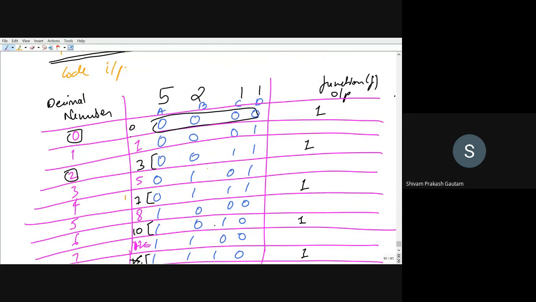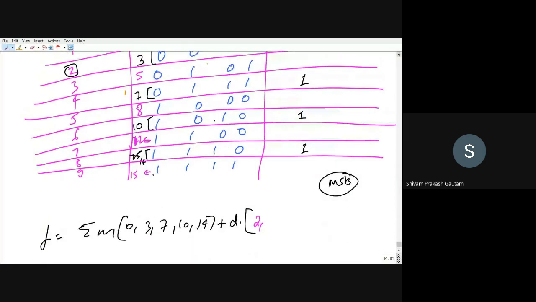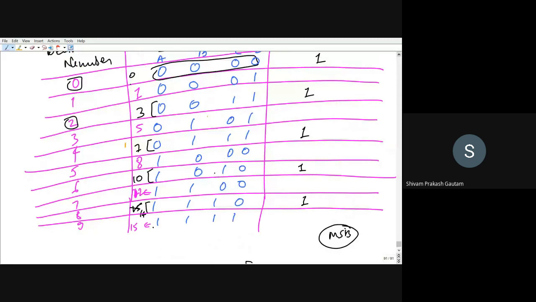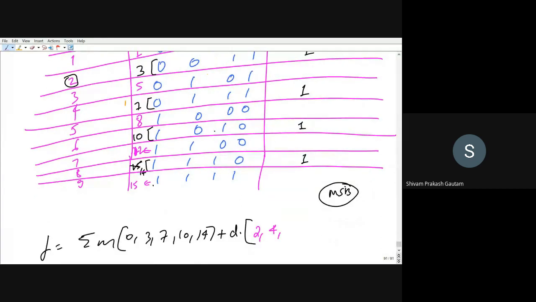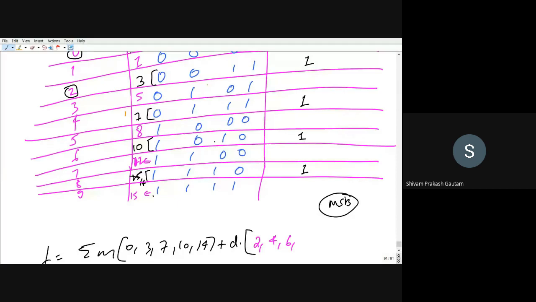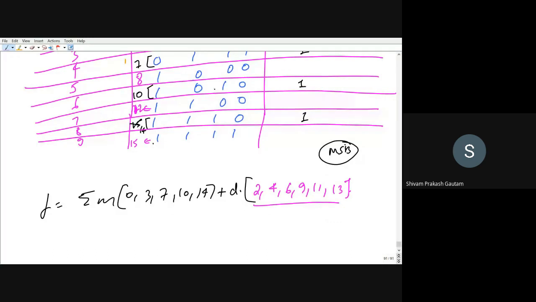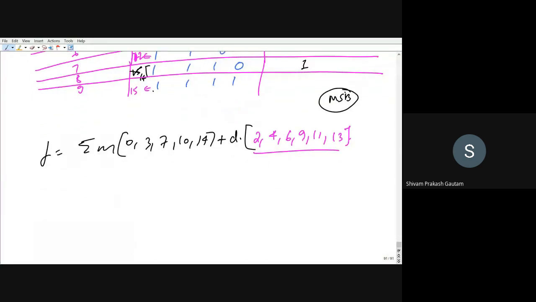So 0 is here, 1 is here, 2 is not here, so 2 will count in don't care. 3 is here. 4 is not here, so 4 will count in don't care. Then 5 is here. 6 is not in the table. 7 is there. 8 is here. 9 is not there. 10 is there. 11 is not there. 12 is there. 13 is not there. 14, 15. So these are our don't cares, because for these values of the places, our output has not been defined, right?